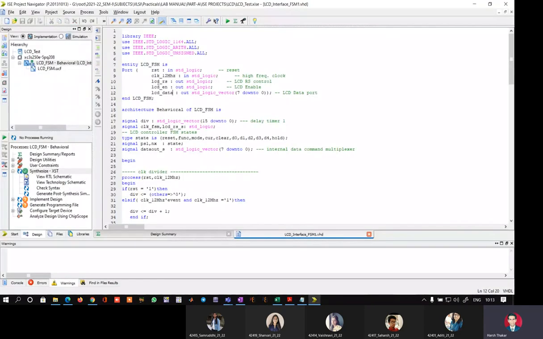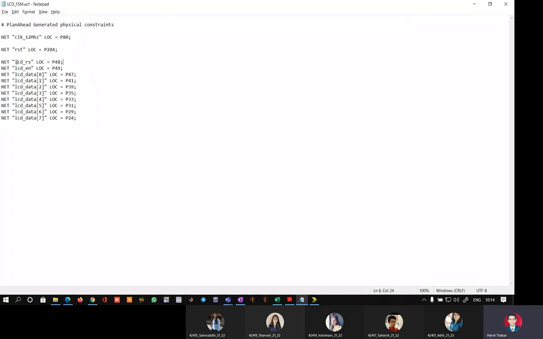Similarly, we have defined LCD underscore RS as an output signal, which is going to drive the RS input of the display. LCD underscore EN is the output signal which is going to drive the EN input of the display. And we have the 8-bit output LCD underscore data, which is going to drive the data lines data 0 to data 7 of the display. We can see here that all the input and output signals are mapped in the UCF file like this.